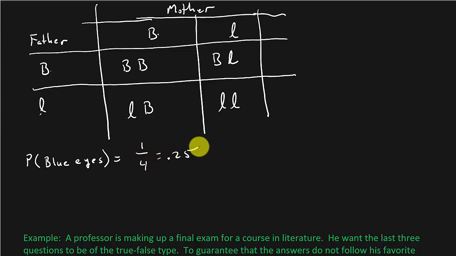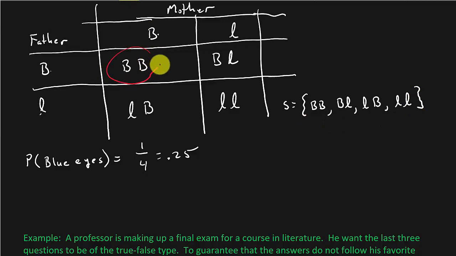And look, if you wanted to, you could come over here and write the sample space as BB, BL, LB, and LL. That would be your sample space. These are all the possible outcomes right here.